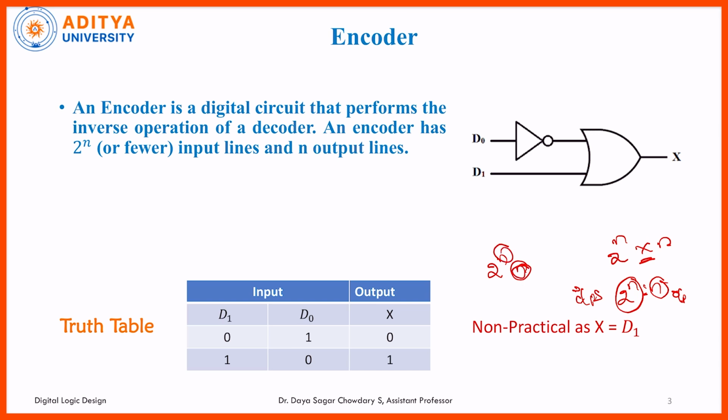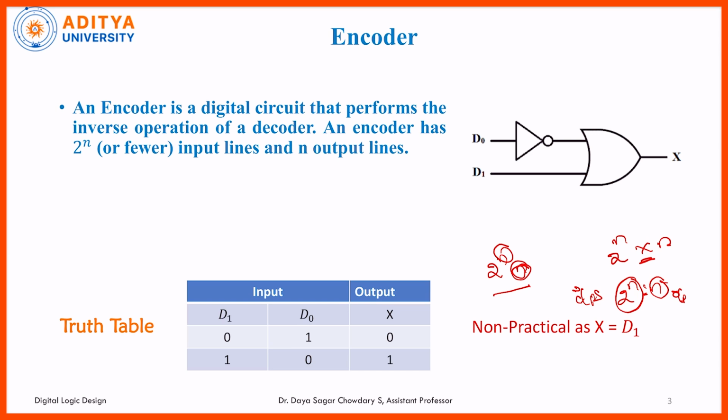An encoder is a digital circuit that performs the inverse operation of a decoder. Anyway, we will discuss the decoder concept in the same class. An encoder has 2 to the power of n input lines and n output lines. We already discussed that concept.